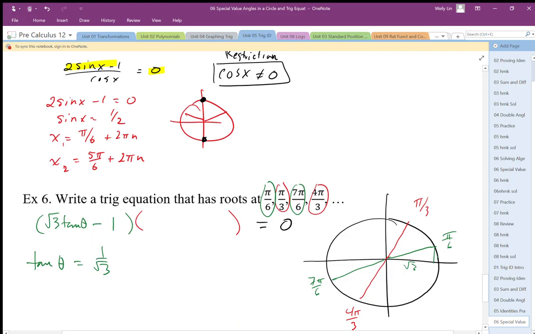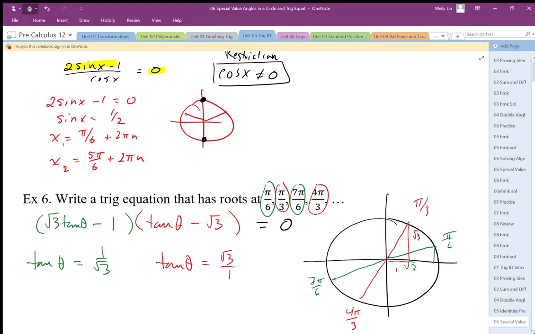Then I'll do the same thing here. This is pi over 3. That slope is going to be root 3 over 1. So I know that tan theta, because again the symmetry is tan, is going to be root 3 over 1. I want to write that as an equation. It's going to be tan theta minus root 3. That's my factor that gives me those solutions. So there's my equation that gives me those roots.